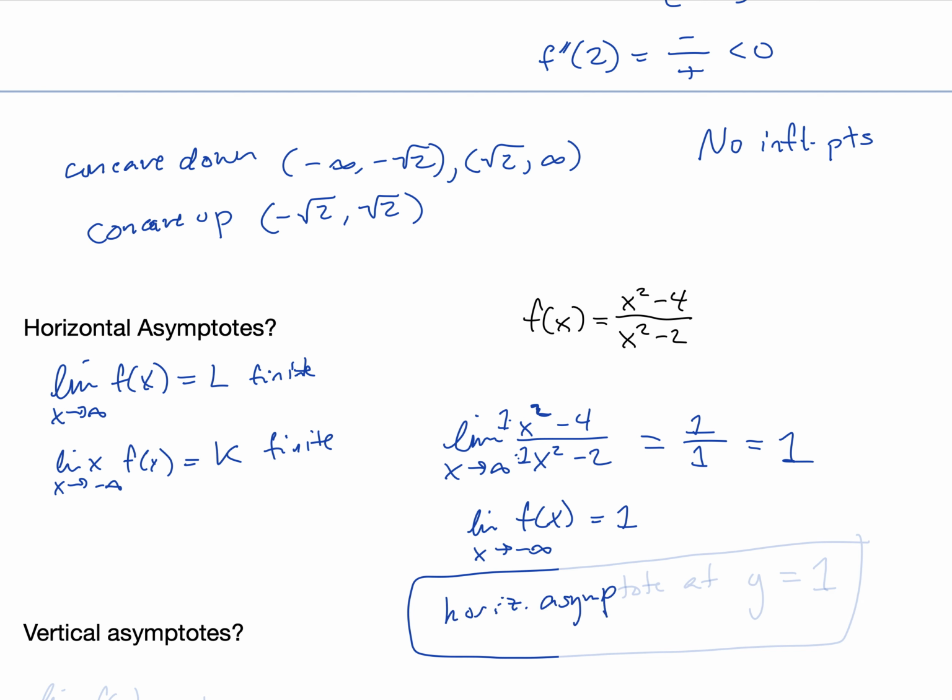So that tells us that we have a horizontal asymptote at y equals 1. So we have a horizontal asymptote at y equals 1. Do we have any vertical asymptotes?